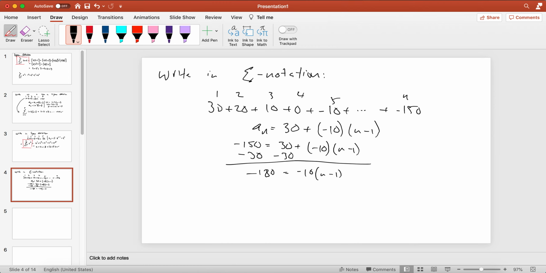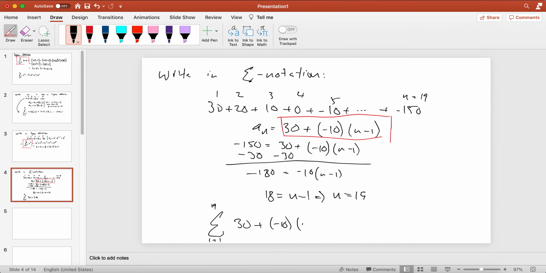I'll divide by minus 10 on both sides. So this gets me 18 equals n minus 1. And that tells me that n equals 19. So n is equal to 19. That means that my sum is going to go from i equals 1 to 19 of, and what's the general term of this sequence? This guy: 30 plus minus 10 times n minus 1. And of course you can simplify this, you can distribute out the minus 10, but I don't really care. If you left it like this on the exam, I'd give you full marks.